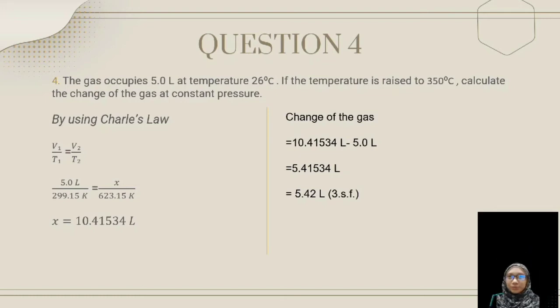For T2, we have 350 Celsius. We change to Kelvin by adding 273.15, and we get 623.15 Kelvin. So we solve for x and we get 10.41534 liters. We want the change of the gas, so 10.41534 liters minus 5 liters gives 5.41534 liters. Then we round to three significant figures and we get 5.42 liters. We round to three significant figures because of the measuring instrument.